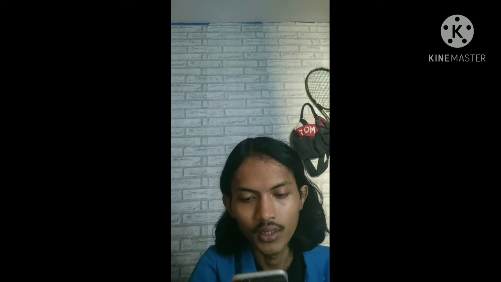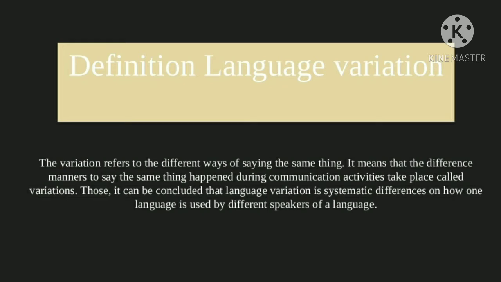I will discuss language variation. The first is the definition of language variation. Variation refers to the different ways of saying the same things. It means that the different manners of saying the same things during communication activities are called variation. Thus, it can be concluded that language variation is a systematic difference in how one language is used by different speakers or languages.